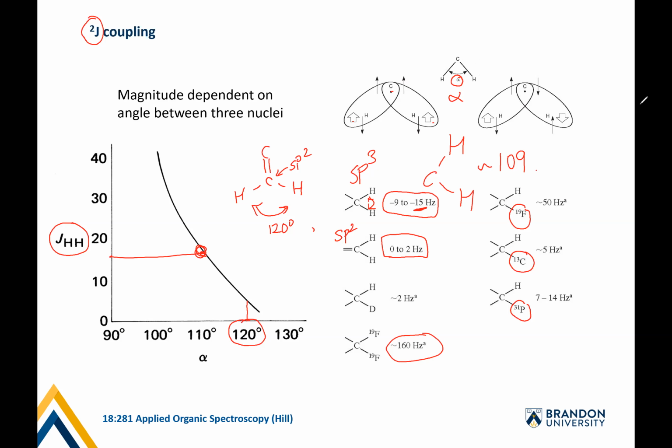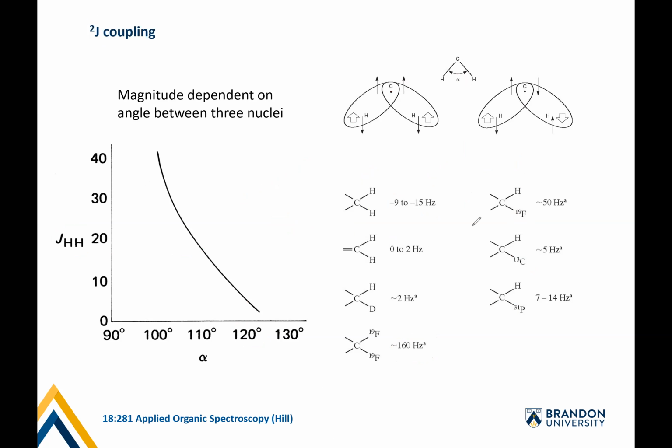Okay, let's clear some of this. So the moral of the story is the bond angle. As it gets smaller, the J values increase. That's the moral of that story.